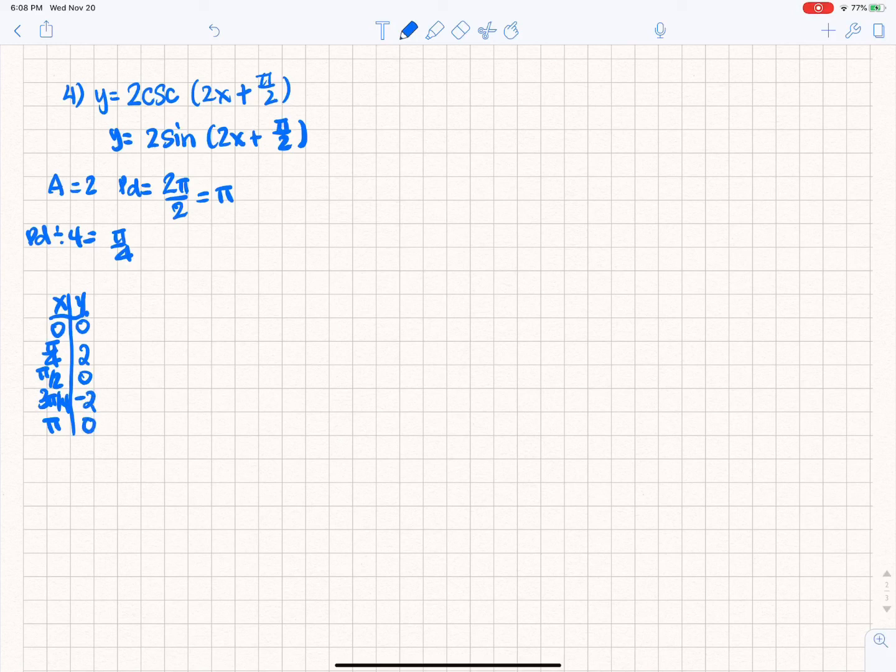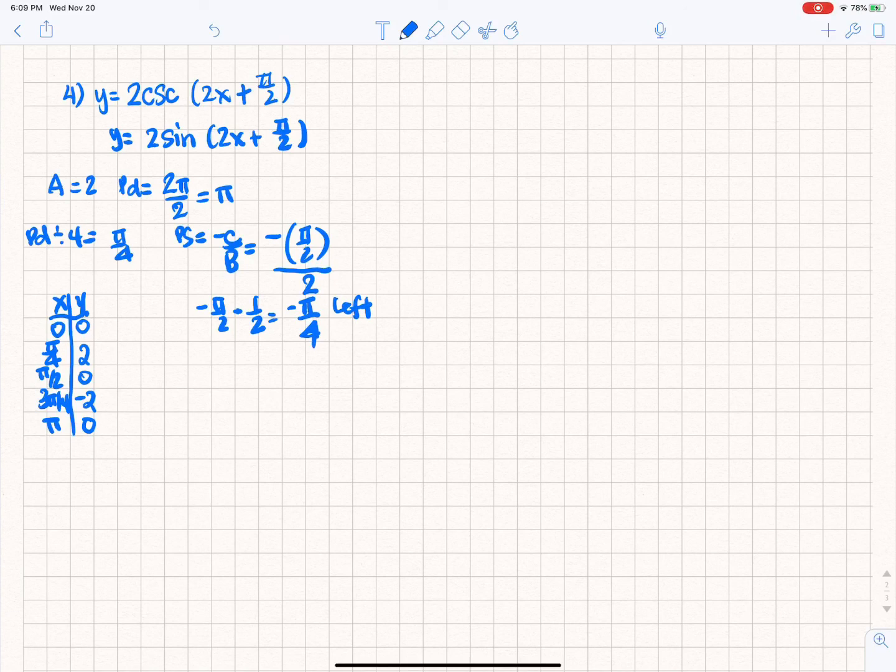Phase shift. Negative c over b is the formula. What is my c? Pi over 2, over b. B is 2. Okay, let's fix this up. Negative pi over 2 divided by 2 is the same thing as multiplying by 1/2, so negative pi over 4. Because it's negative, we're going to shift the graph left.